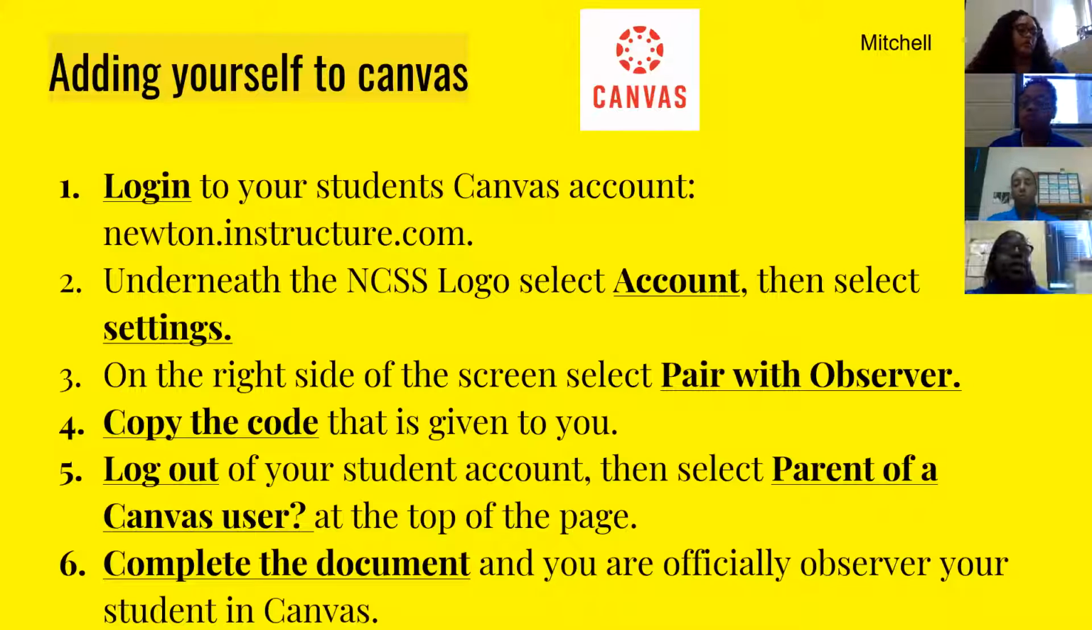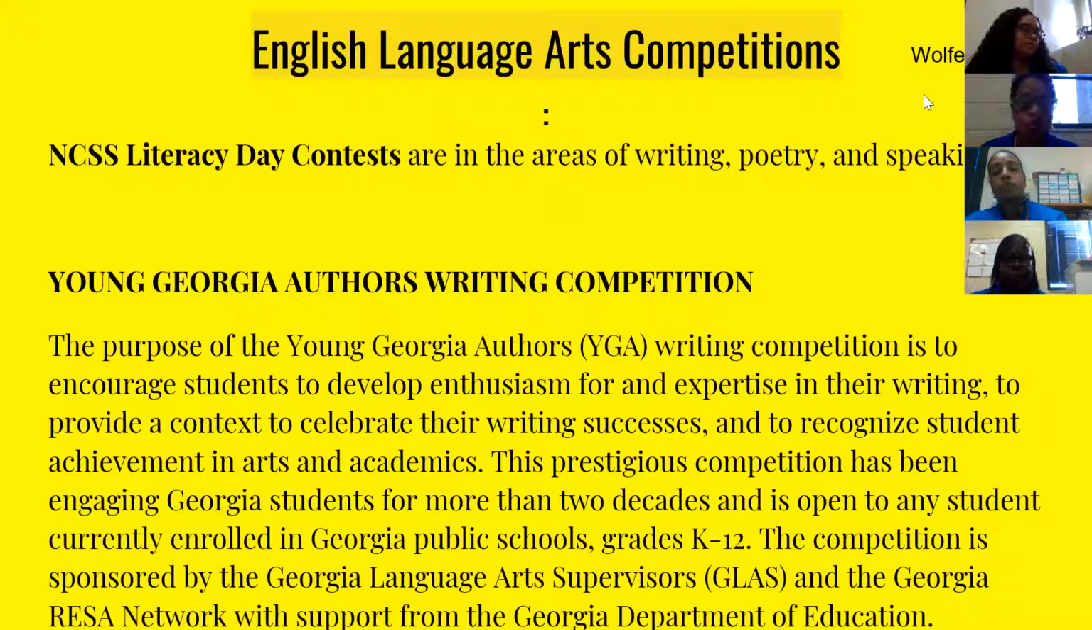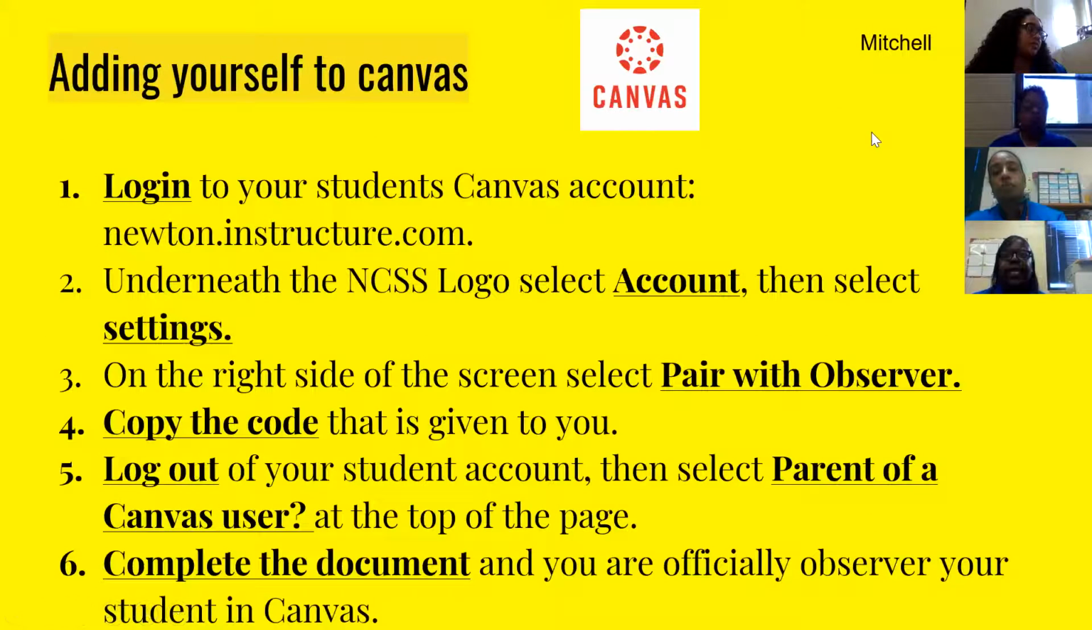Okay, so to add yourself to Canvas, you would log into your student's Canvas account at newton.instructure.com. Underneath the NCSS logo, select account, then select settings. On the right-hand side of the screen, select pair with observer. Copy the code that's given to you.